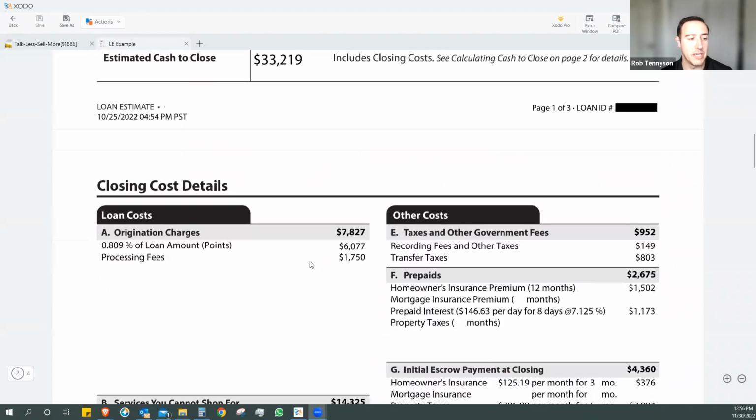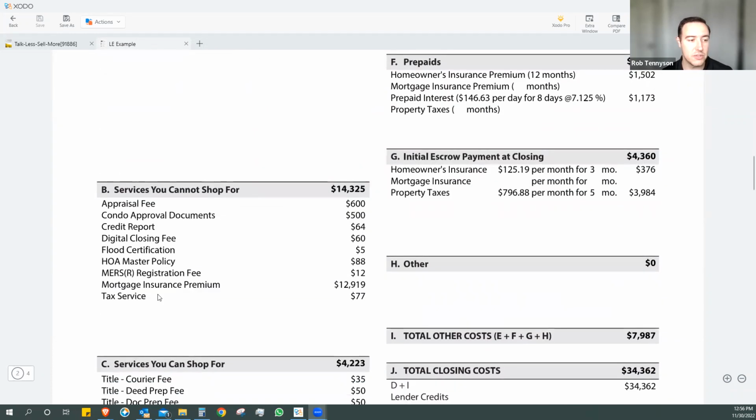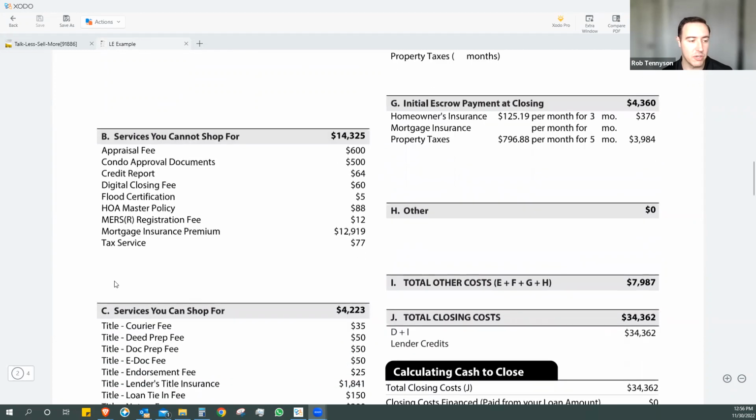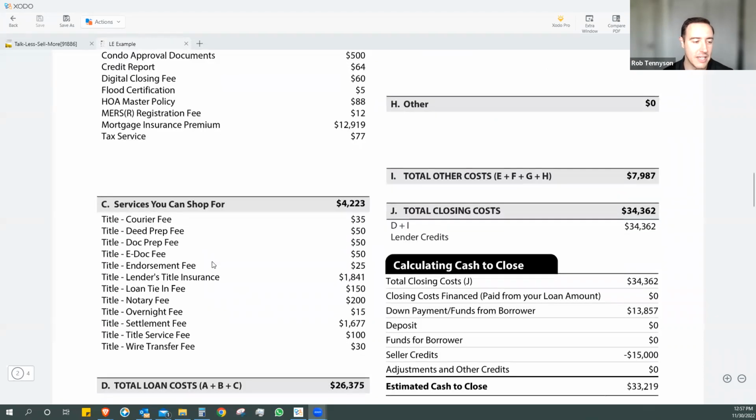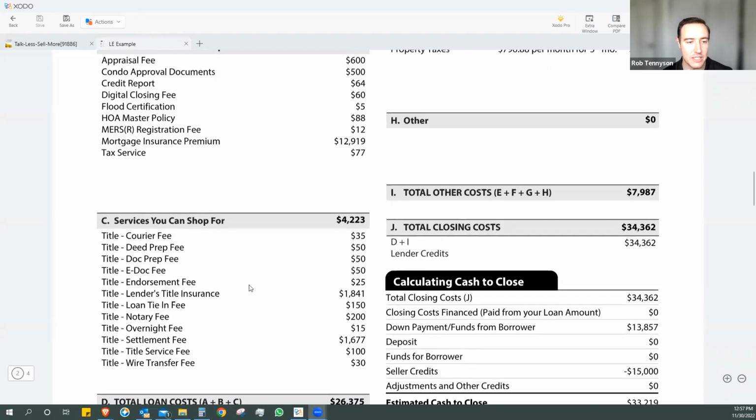We'll go ahead and go to page two. Section A is for fees related to the lender. So if you have discount points, origination fees, processing fees, stuff like that, that's going to go here. Services you cannot shop for are usually things you have to get ordered: appraisals, condo search, credit reports. Services you can shop for, you kind of can, but not always can you really. This is title and escrow fees. That's what all these are for. So if there's any kind of closing service, sometimes it's a lawyer or title and escrow, that's what this is.